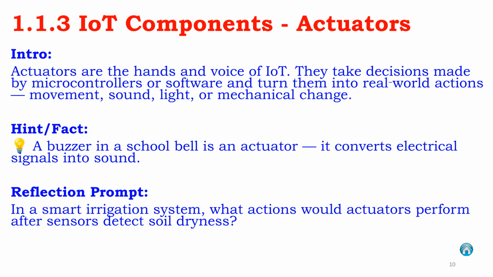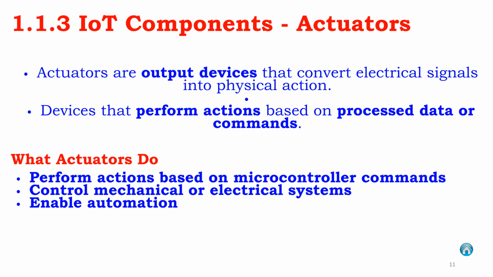Actuators are the hands and voice of IoT. They take decisions from microcontrollers or software and turn them into real-world actions like movement or sound. A buzzer in a school bell is an example. Actuators are output devices that convert electrical signals into physical action. They perform actions based on processed data or commands, controlling mechanical or electrical systems to enable automation.